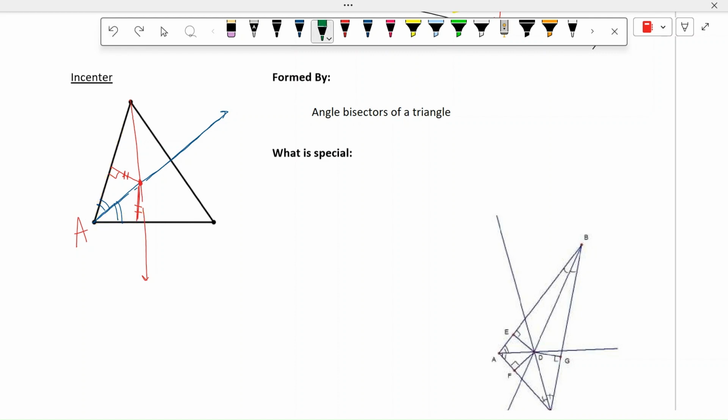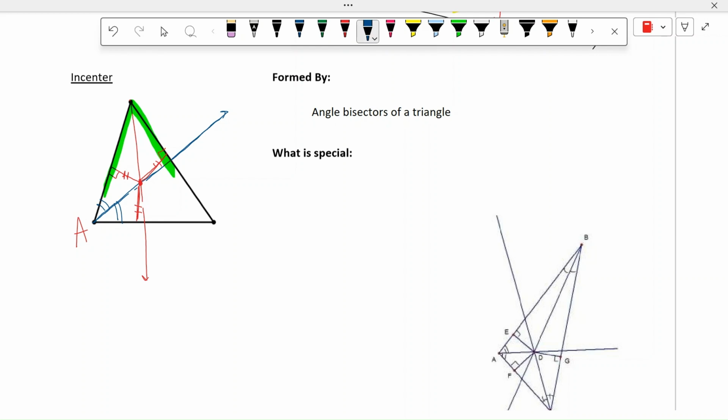Additionally, since this point is on the angle bisector of this green angle, that means that it's equidistant to the two sides. So if I draw in my perpendicular over here, this segment is also equal to those other ones. So what we have here then is that these three segments are equal to each other. In other words, from this incenter point, the distance to the three sides of the triangle must be the same.